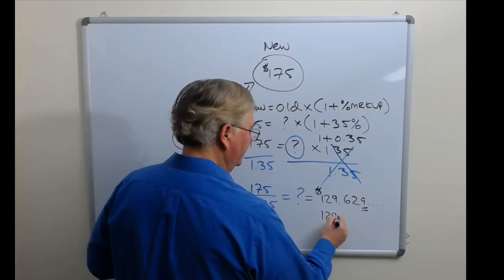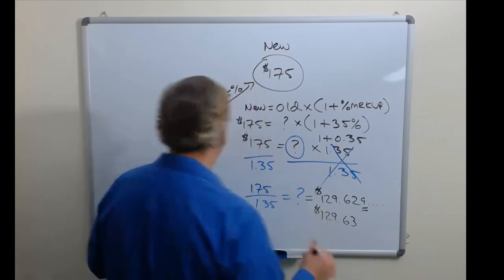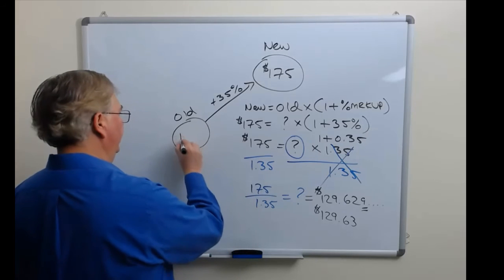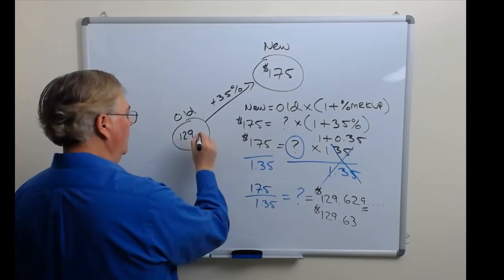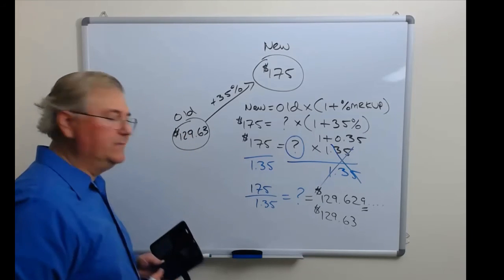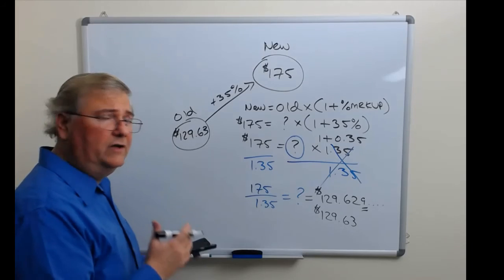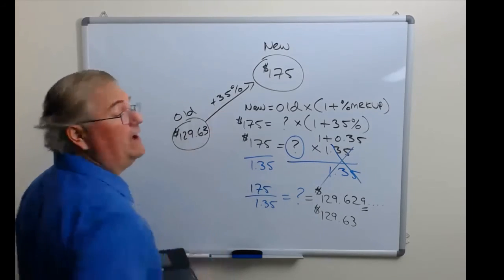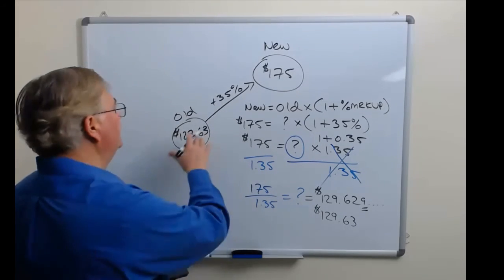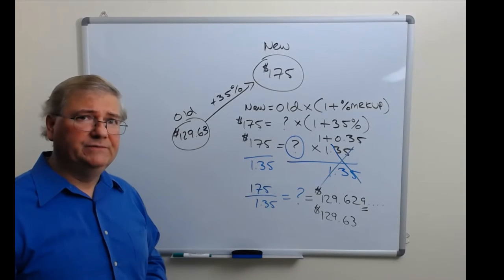So our final answer is $129.63. And that is the original price, or the cost price, of these Nike sneakers. $129.63 a pair. That's our cost price. We want to make a 35% profit on that, so we have to charge $175 for a pair of sneakers.